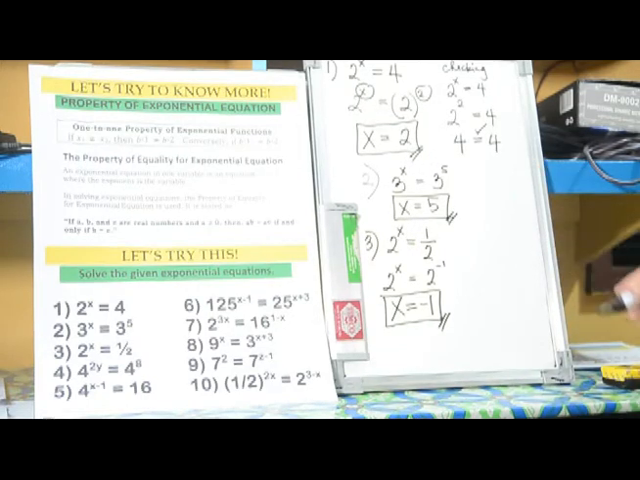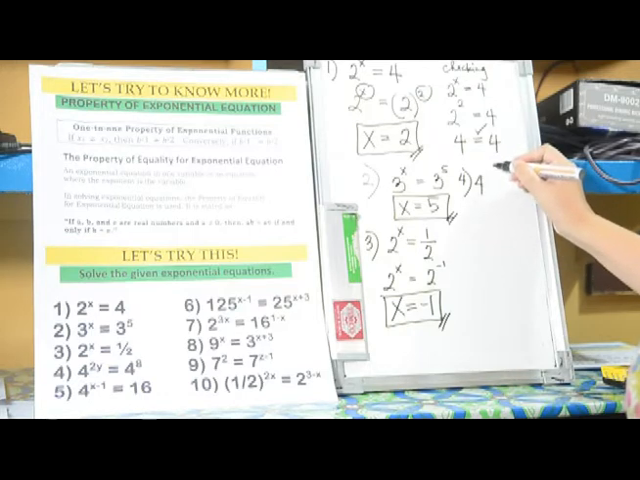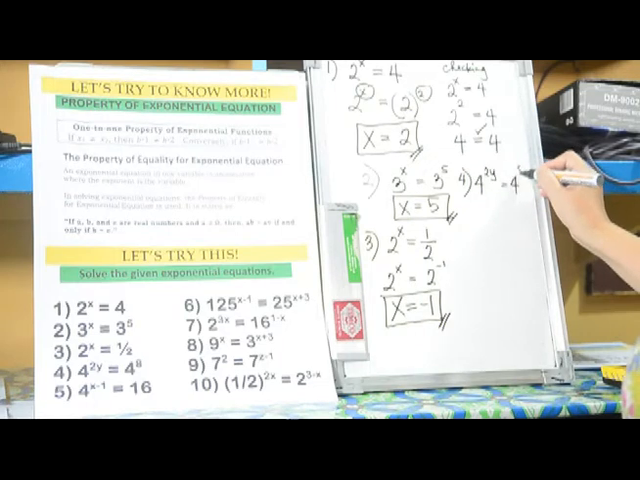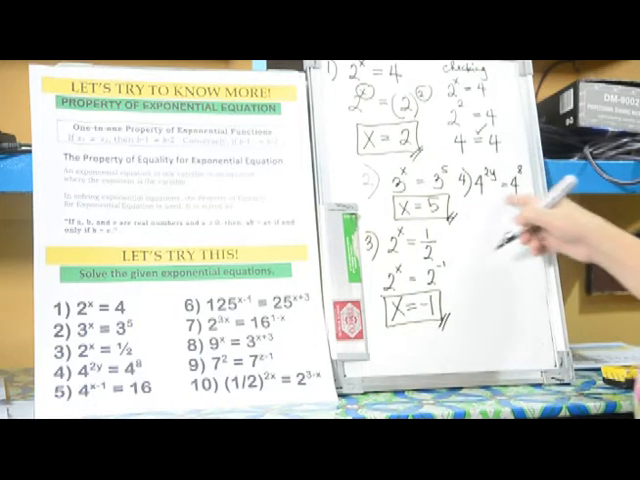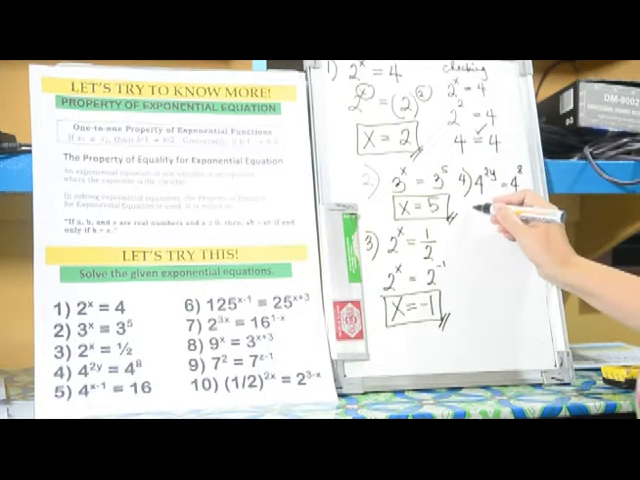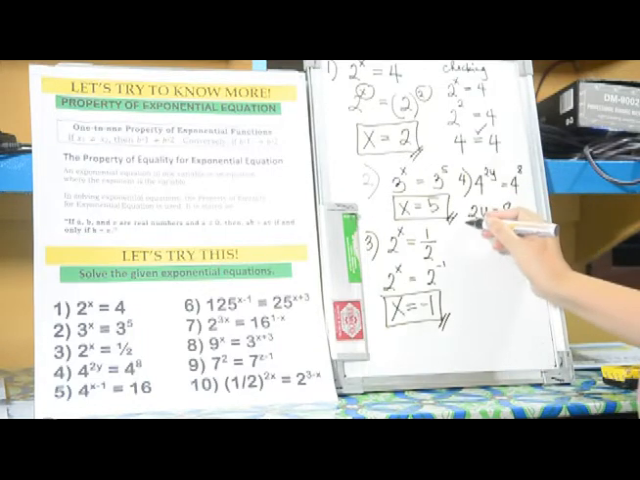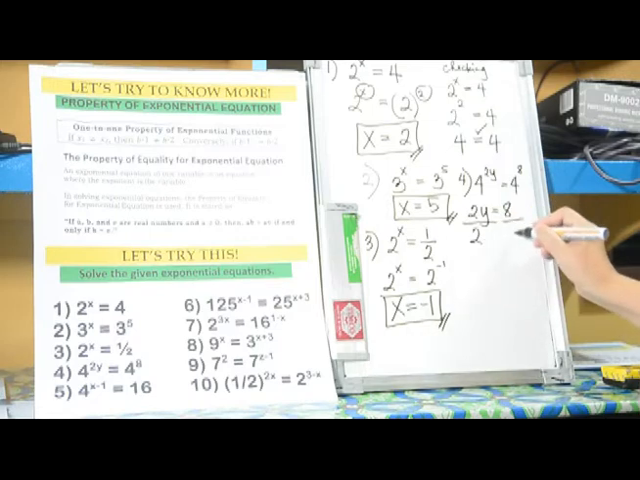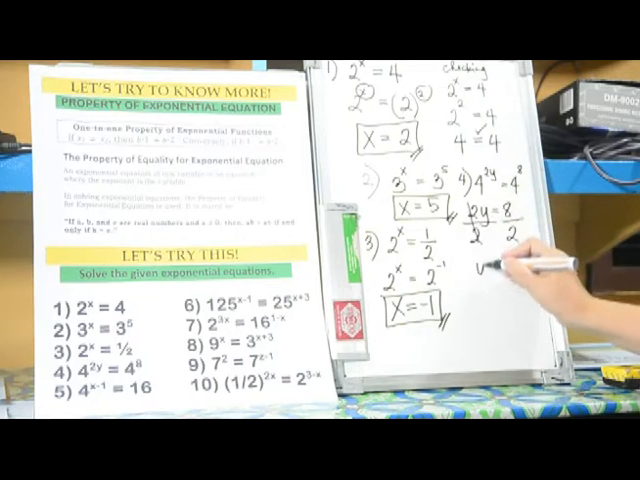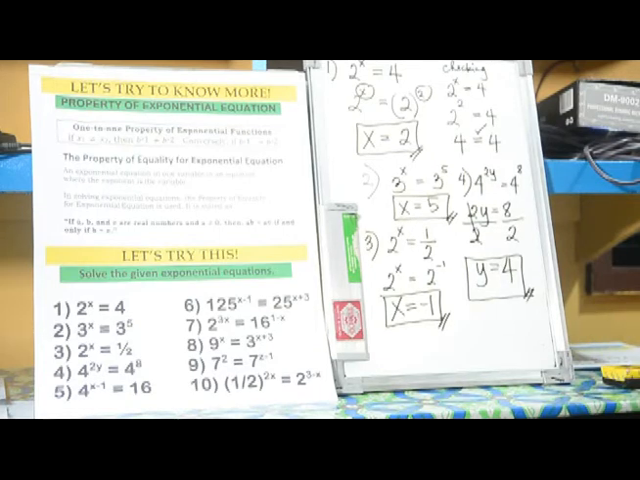Now how about number 4? Number 4 is 4 raised to the power of 2y is equal to 4 raised to the power of 8. So we've got a base of 4, which is the same. So we have here the exponent 2y is equal to 8. We can divide both sides by 2 to get the value for y. So we have here y is equal to 8 divided by 2, which is 4. So that's the answer for number 4.